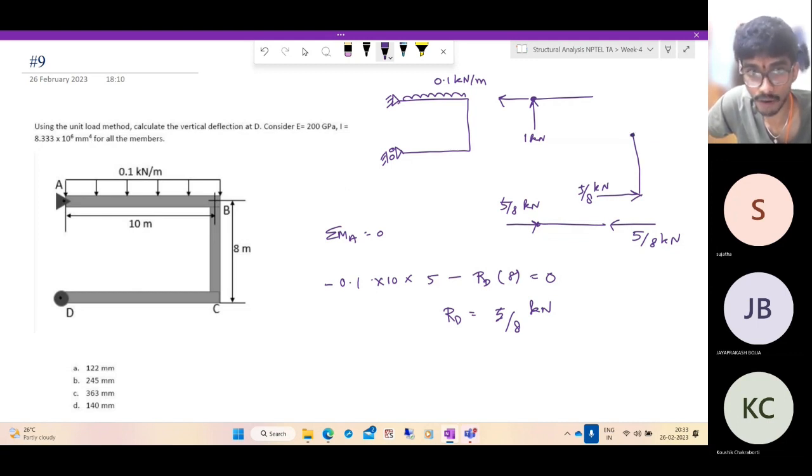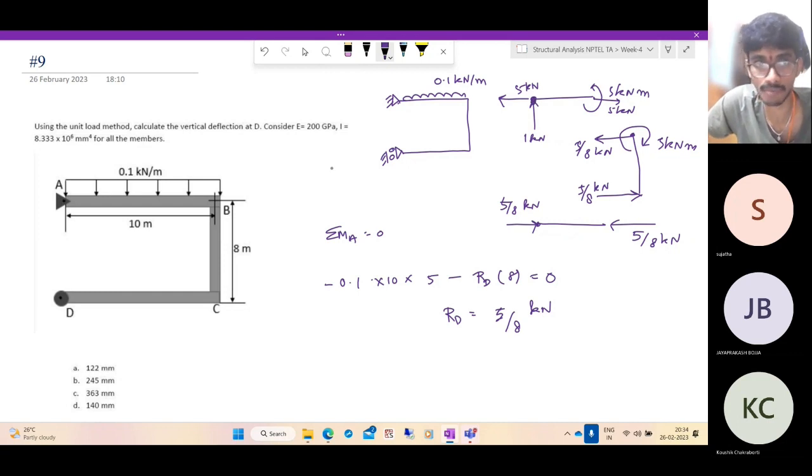About this point, there is no force acting on this member. So the internal horizontal force that comes on here is 5 by 8 kilonewtons. And the moment is how much? There's a net counterclockwise moment of 5 by 8. To resist it, there will be a clockwise moment of 5 by 8 into 8, which is 5 kilonewton meters. Equal and opposite moment will go here. This is also 5 kilonewton meters. And equal and opposite force, 5 kilonewtons. There cannot be any moment because it is pinned.